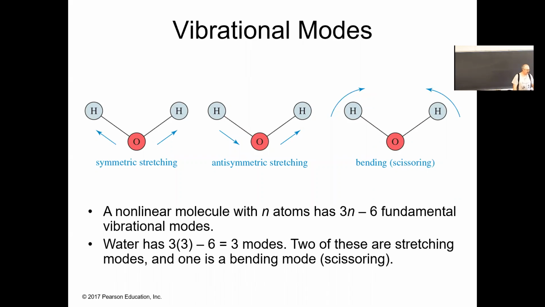Water has 3 vibrational modes. These are described as symmetric stretching, where the OH bonds are stretching in unison, asymmetric stretching, and scissoring.